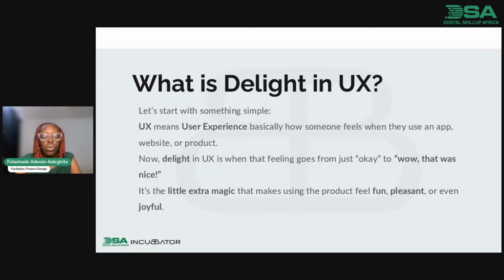All right. So let's start with something simple. UX means user experience, basically how someone feels when they use an app, a website, or a product. Now, delight in UX is when the feeling goes from just okay, maybe there was an interaction or the person was trying to do something, and after the person is done, instead of just putting okay, you could add delight to the UX and say something like, wow, that was nice. Probably they completed a task.